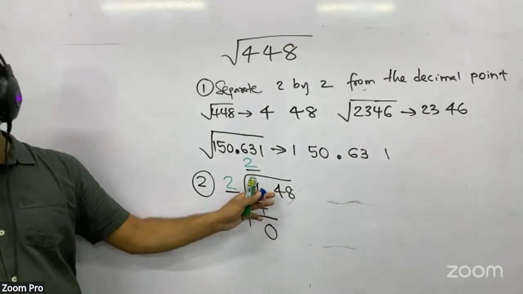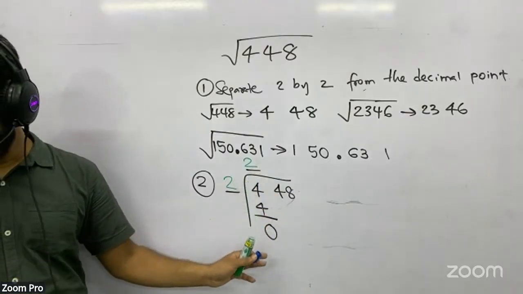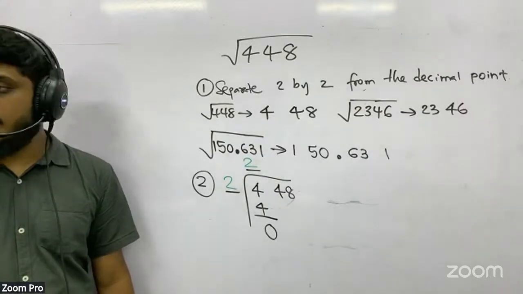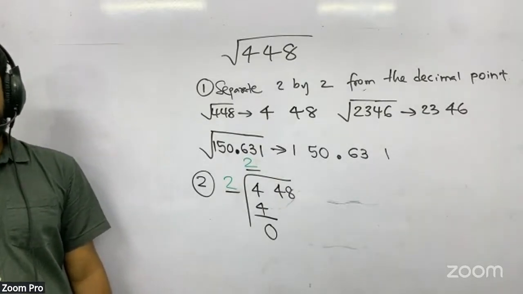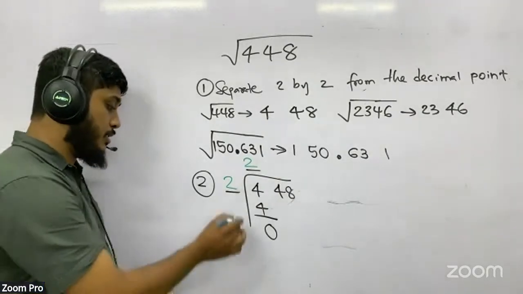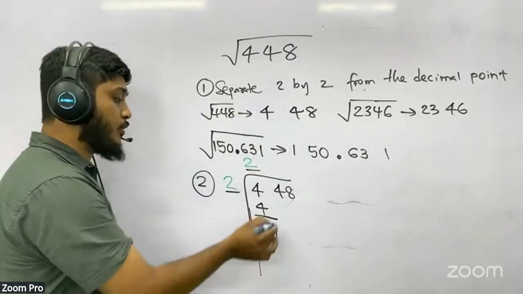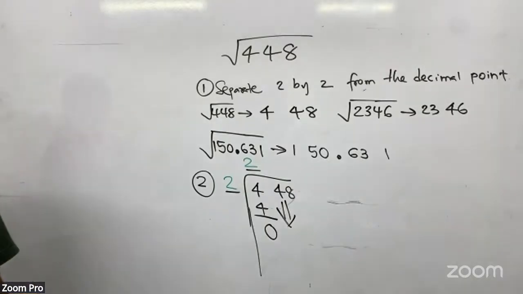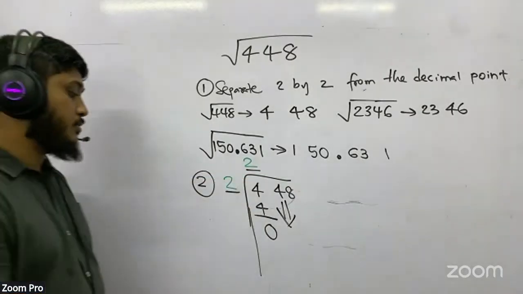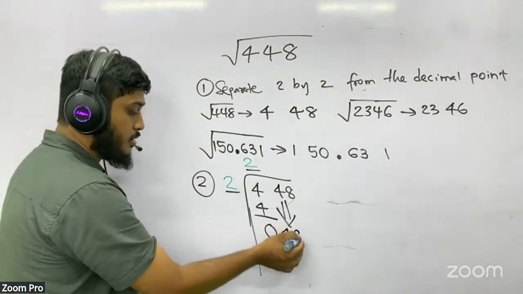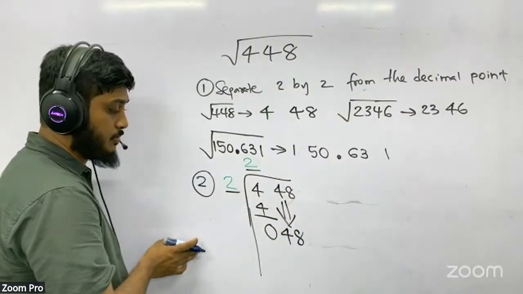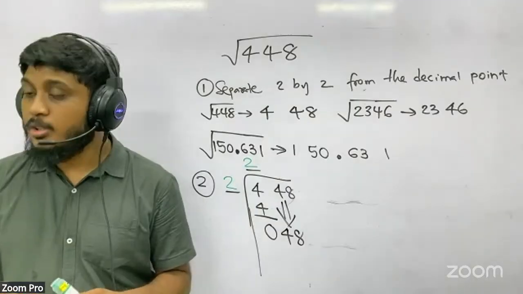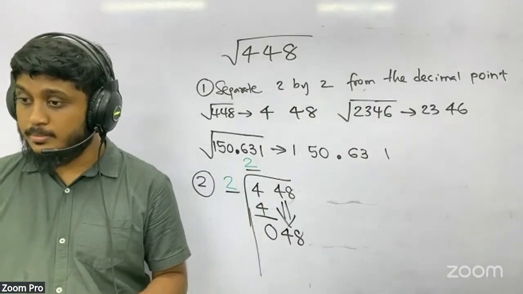You will bring the next number down, right? You bring the 4 down. But in the square root division method, we don't bring only one number down. We have to bring 2 numbers down at once. So I have to bring both the numbers down. This will be 0, 4, 8. What is the difference here? How many numbers do I have to bring down? 2 numbers I have to bring down here.